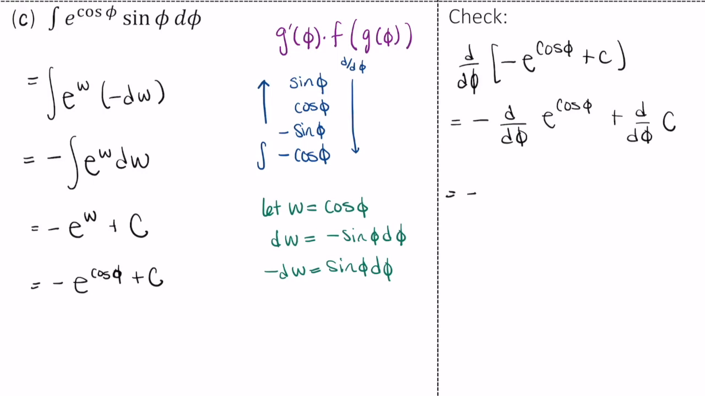So I have negative, the derivative of e is e itself, e to the cosine of phi. Now I have to apply the chain rule since I have a function inside another function, and the derivative of cosine, as we can see here, is negative sine. The derivative of this constant of integration with respect to phi is 0. So I end up with e to the cosine phi times sine phi.